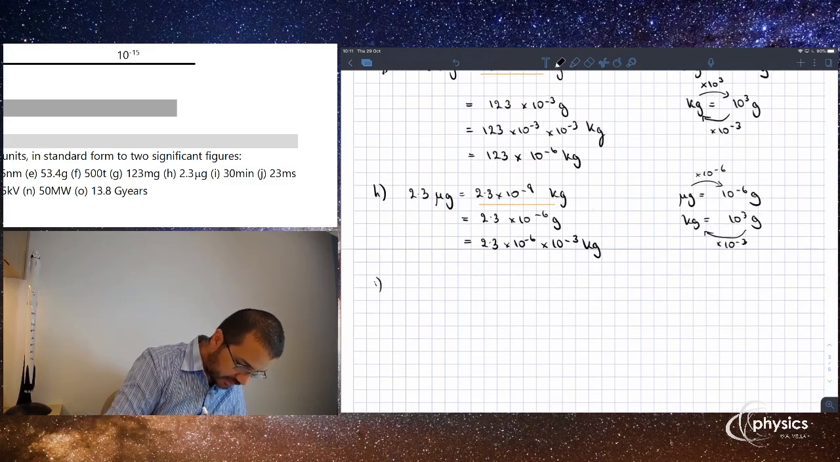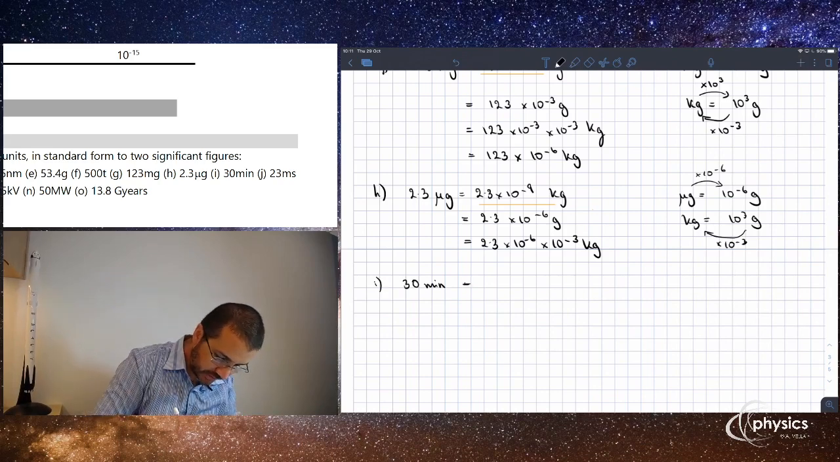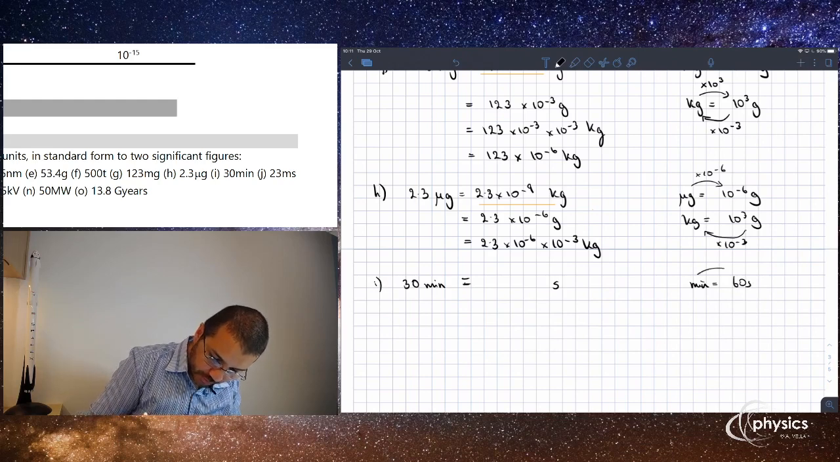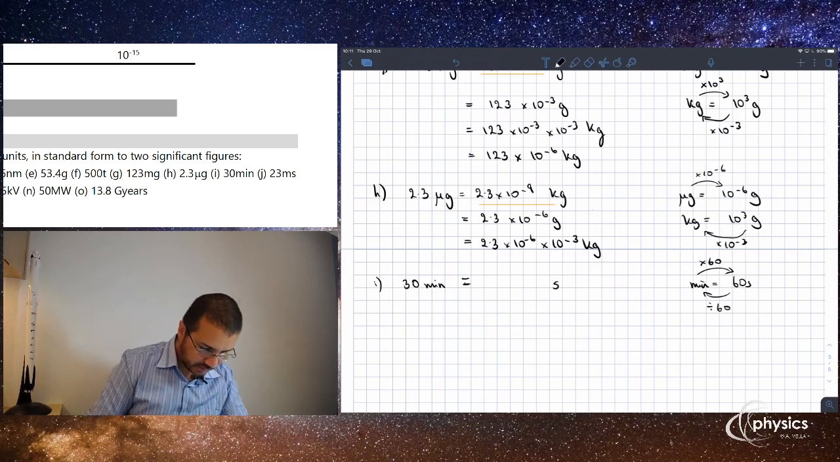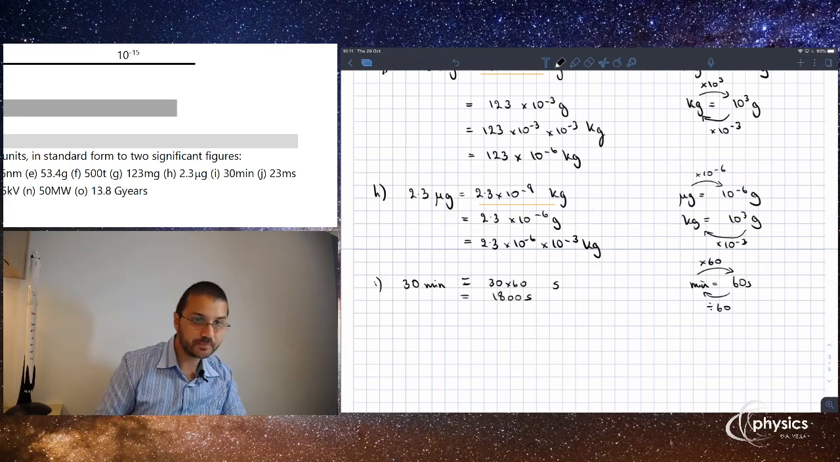Alright, time. Now yesterday I didn't mention time, but I think that you know how to convert time. So we have to convert minutes into seconds. How many seconds are there in 1 minute? Easy. 60 seconds. So to move from minutes to seconds, we need to multiply by 60. To move in the opposite direction, division by 60. So we're moving from minutes to seconds, so times 60, so 30 times 60. The answer will be 1800 seconds.